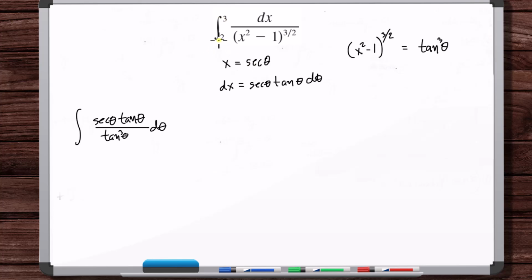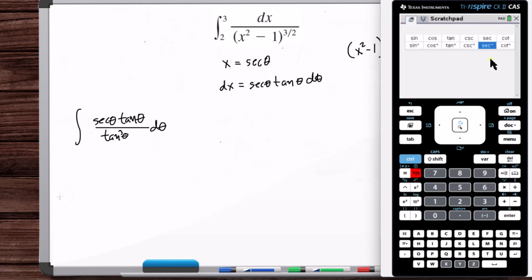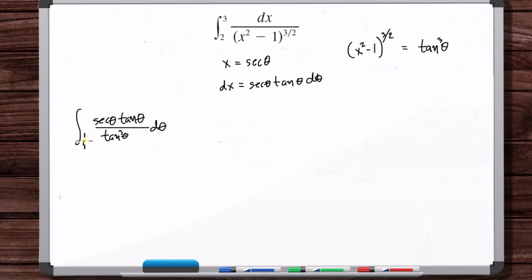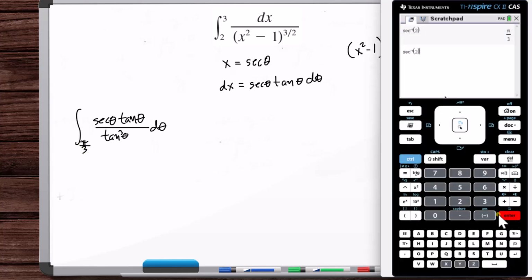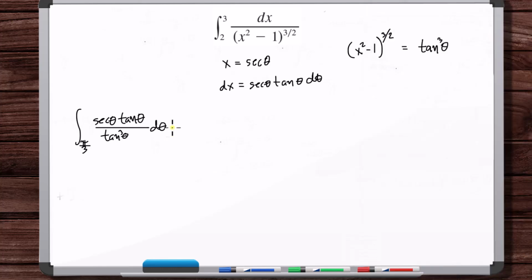And so what we do is we say, when x is equal to 2, what is theta equal to? So inverse secant of 2 is pi over 3. Okay, inverse secant of 3.